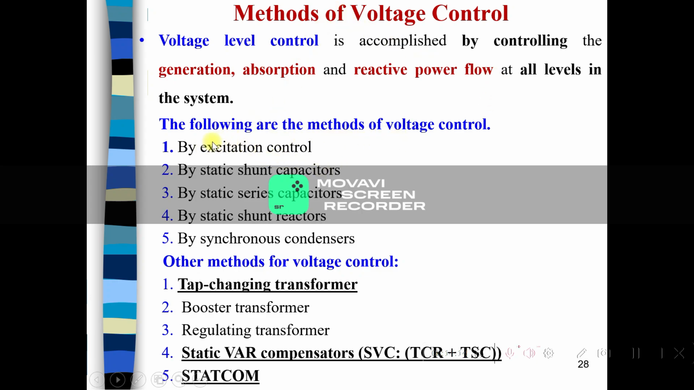Methods of voltage control: excitation control, static shunt capacitor, static series capacitor, static shunt reactors, synchronous condenser. Other methods of voltage control: tap changing transformer, booster transformer, regulating transformer, static var compensator and the STATCOMs.